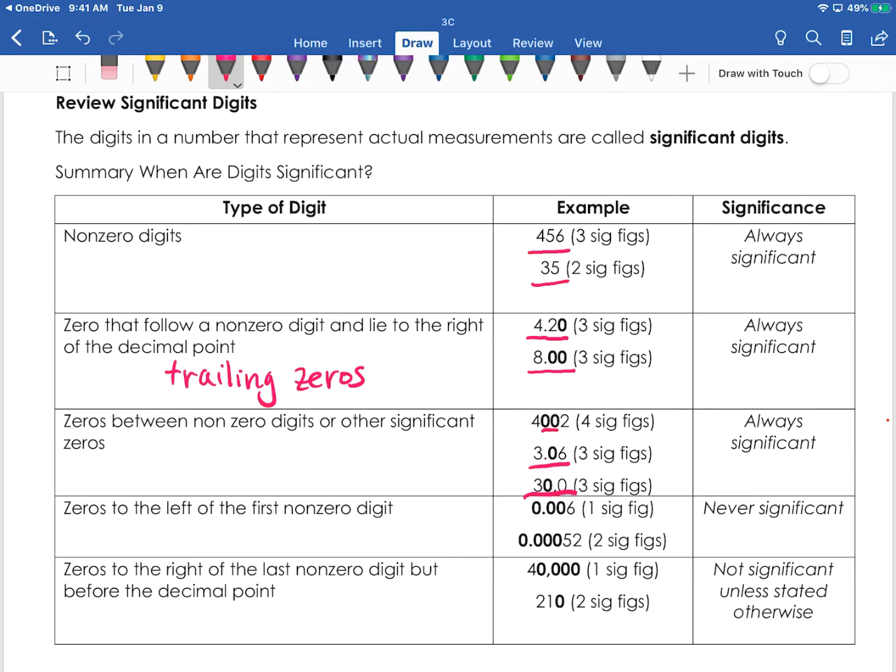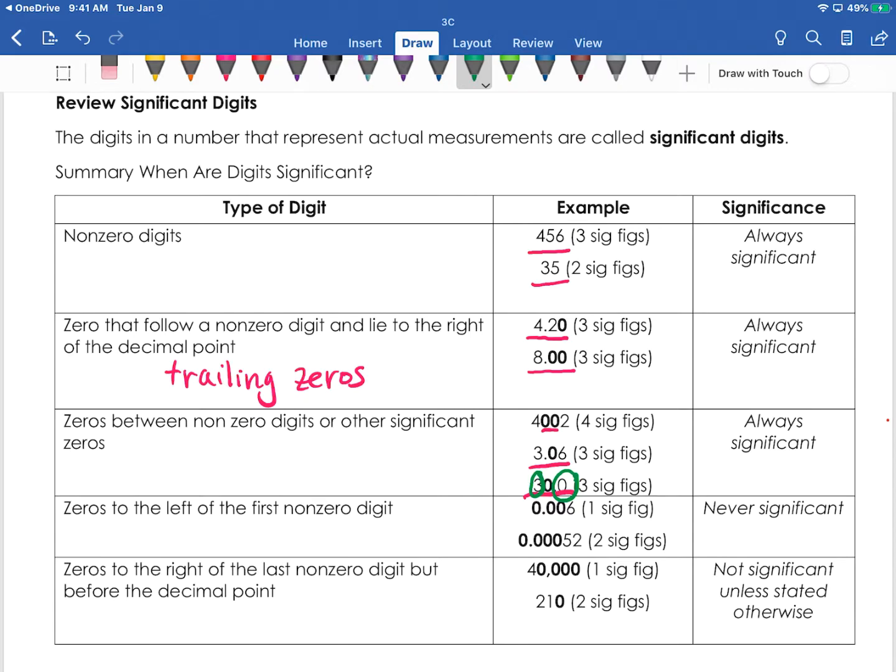So this digit that I'm highlighting, let's do green. This digit right here is a trailing 0, so that's significant. This is a non-zero number, so that's significant. And then the 0 between two significant digits is also considered significant. So in the case of 30.0, we have 3 significant figures.